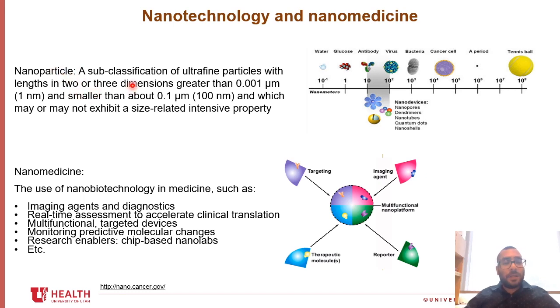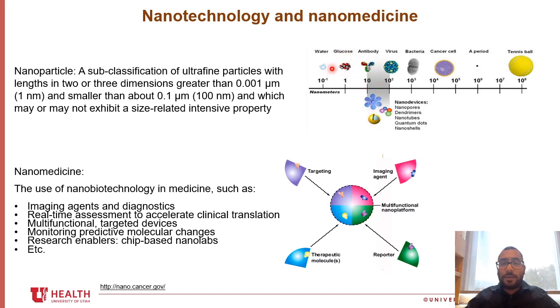So a nanoparticle is a subclassification of ultrafine particles with lengths in 2 or 3 dimensions, which are present in the range of 1 nanometer and 100 nanometers, which may or may not exhibit a size-related intensive property. Now here you see a scale of different objects in nanometers. So the range between 10 to 100 nanometers is where a nanoparticle lies.